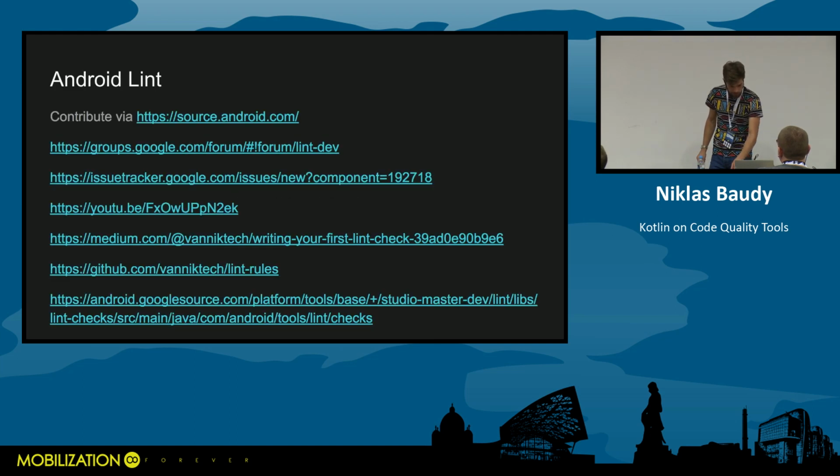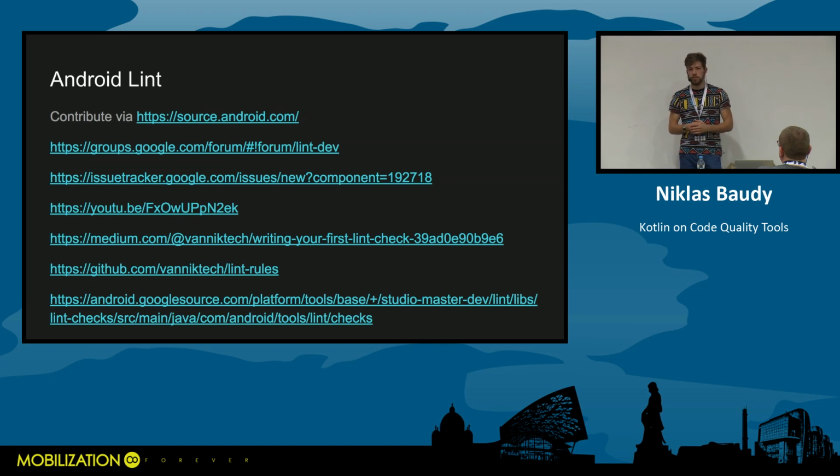Now, some more resources. You can also contribute to Lint via source.android.com, the Android open source project. They also have a Lint dev group where the maintainers of Lint are also responding. So you can go and ask them some really good questions about it. Then they also have an issue tracker where you can go and create bugs or feature requests, also super responsive there.